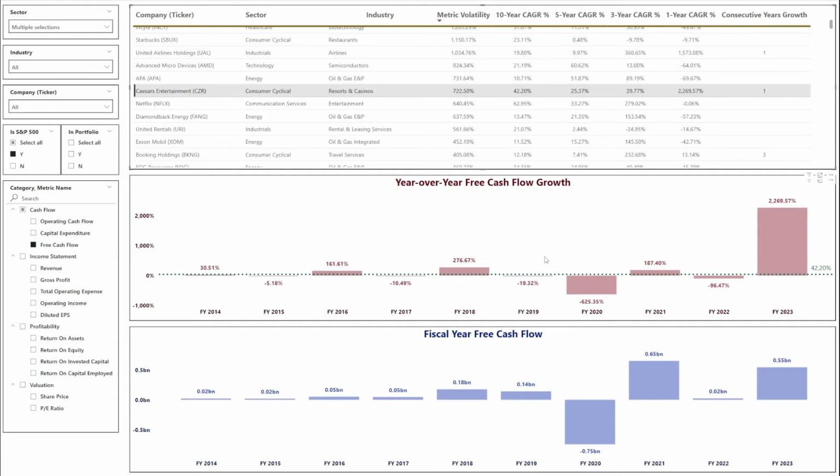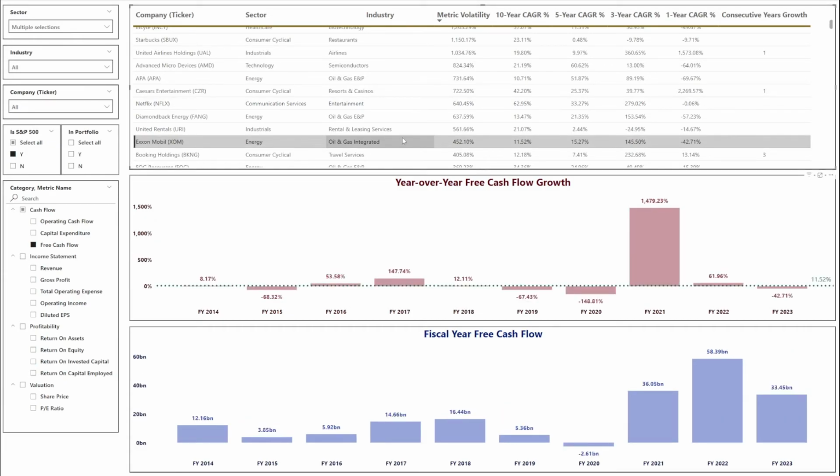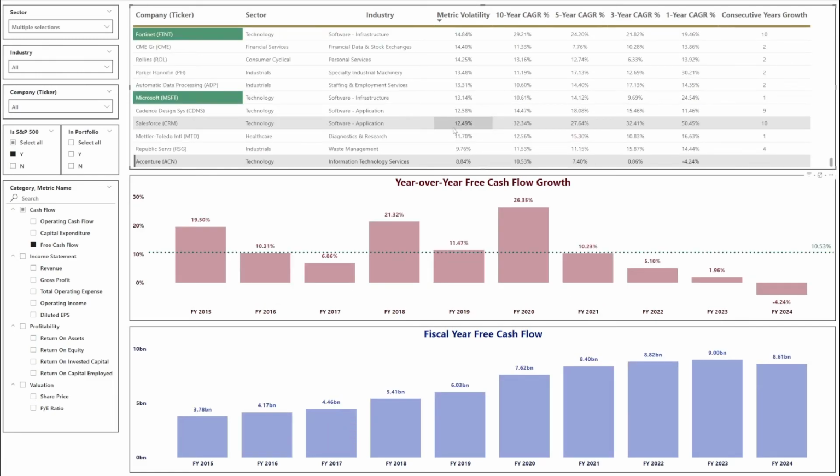They're an entertainment business. Netflix has just recently became free cash flow positive. So you're going to see some volatility here. And of course, any business that's going to be in the energy sector, they're going to be volatile in revenue and in free cash flow. Very tied to commodity prices. And ExxonMobil, of course, is no exception. Of course, there are plenty of businesses that have very low volatility in their free cash flow.